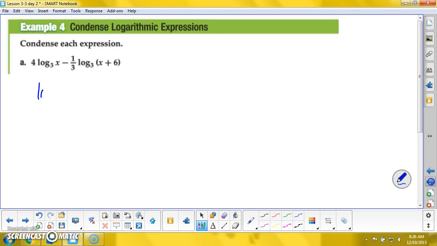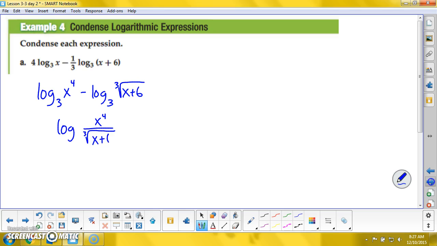So my first step would be to take the 4 log of x base 3 and change it into log of x to the 4th base 3. In the same way, we're going to change the 1/3 log of x plus 6 base 3 into the log of 3rd root of x plus 6 base 3. And now we got 2 logs being subtracted, so we rewrite this as a quotient, x to the 4th over 3rd root of x plus 6, and this is a base 3. So that would be condensing it.